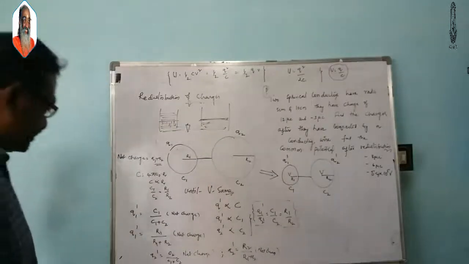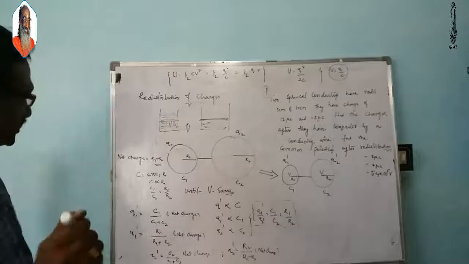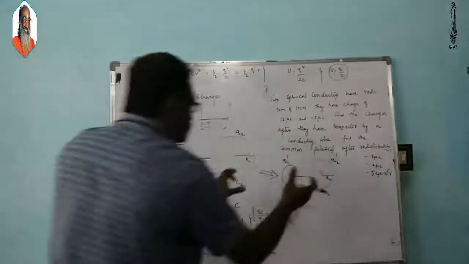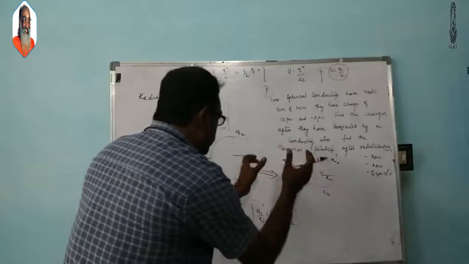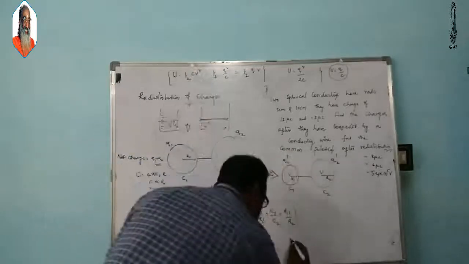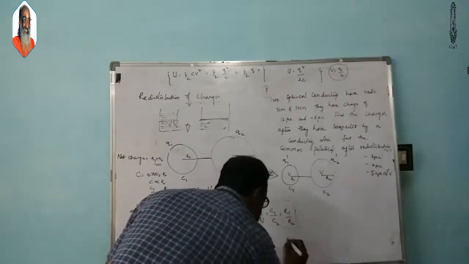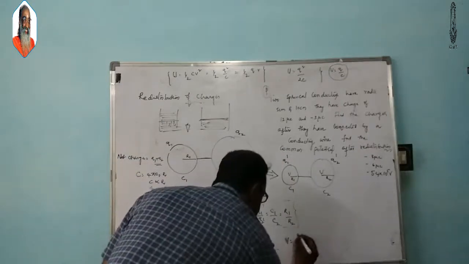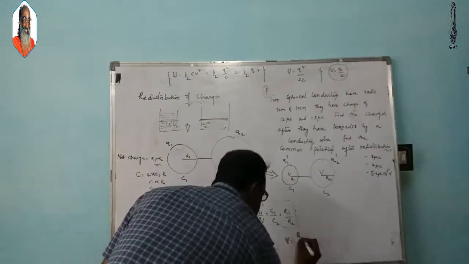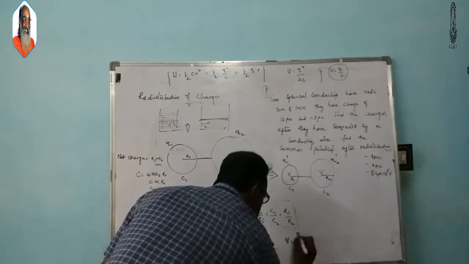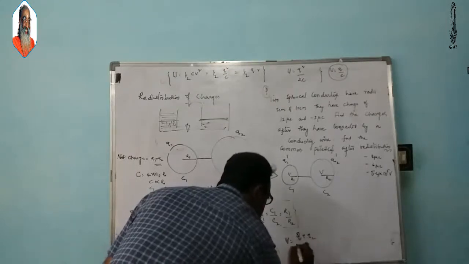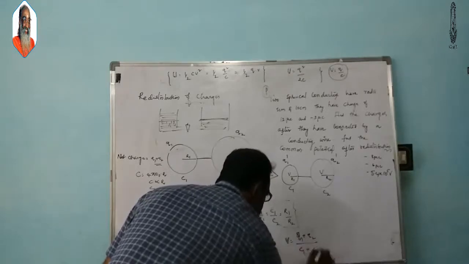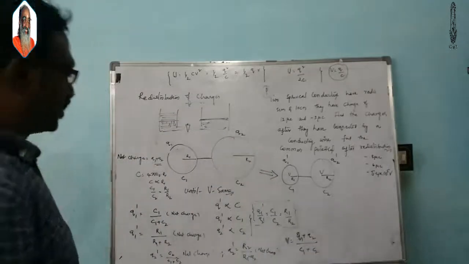And one thing is remaining: what is the potential? After that, we told that the same potential will be on both the bodies. So V is equal to net charge, Q1 plus Q2, over the total capacitance C1 plus C2. By using this expression we can find the common potential.